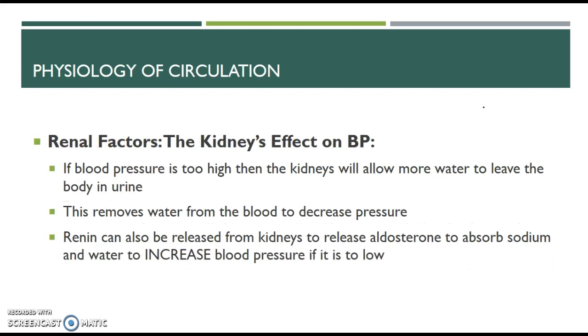Renal factors. This is actually really important because if your blood pressure is too high or too low, we're going to be able to excrete more water as urine, which is going to lower your blood pressure, or we're going to be able to actually reabsorb water back into the bloodstream, which can increase it. So if our blood pressure is too high, we want to flush out more as urine, and it will decrease. Renin, remember, can be released, which is going to cause aldosterone to be released, which can then absorb sodium and water to also increase blood pressure if it's too low.